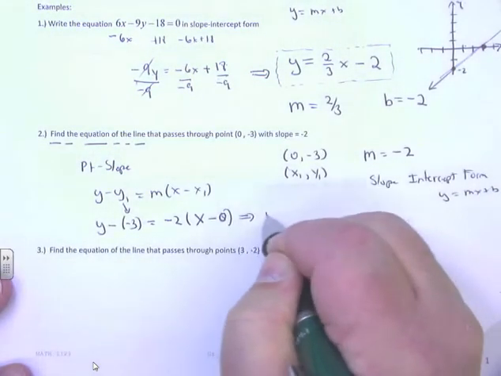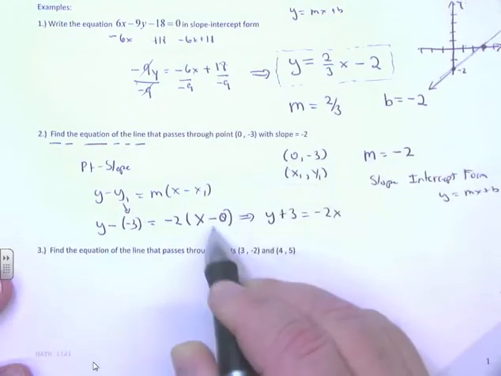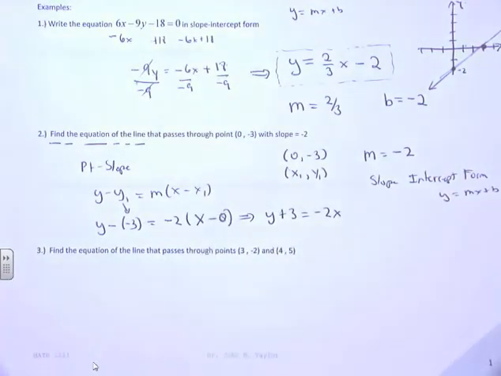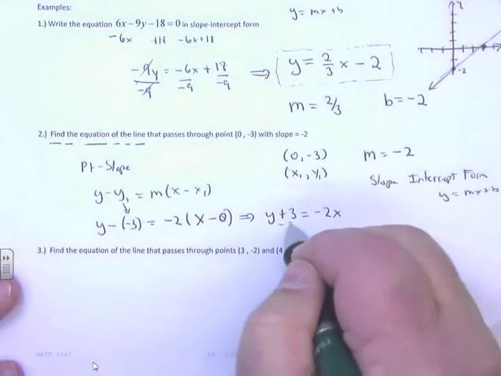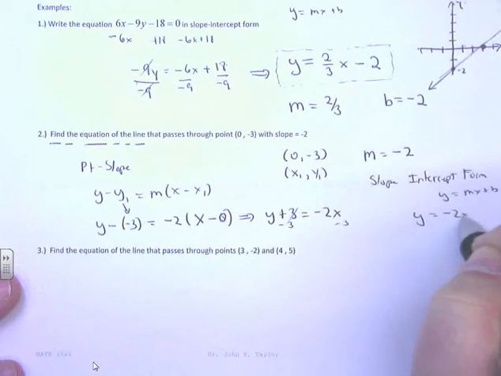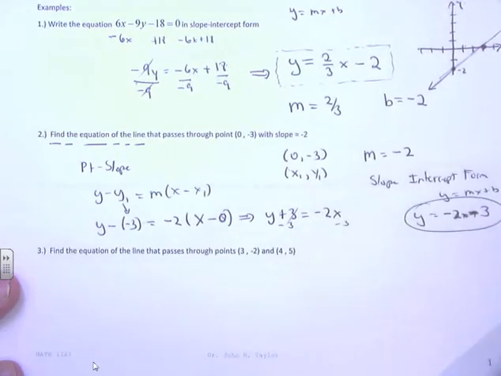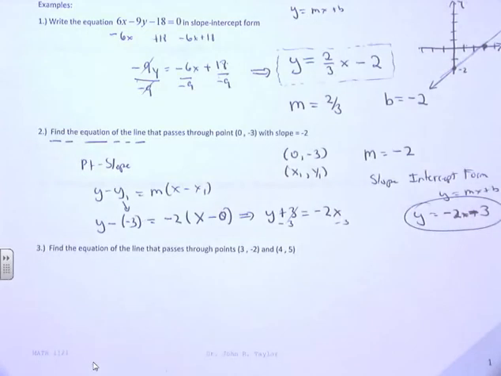So this would be y plus 3 is equal to -2x minus 0. Who cares about that? That just drops off. And then to solve for y, what am I going to do? Subtract 3 from both sides, and I get y equals -2x minus 3. Does that make sense? I lose you guys anywhere? Okay?